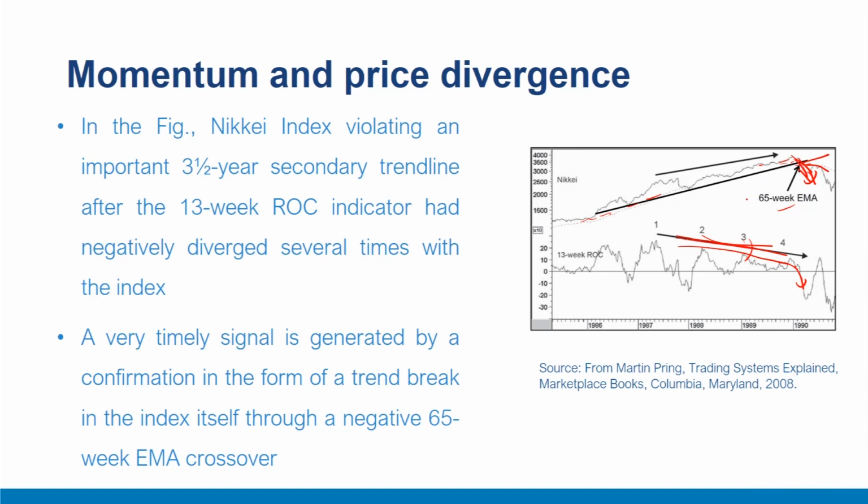A divergence that sets up very close to the equilibrium line is often followed by a sharp price move when confirmed by price. So we can see here the divergence is set up. The 13 week ROC is closer to the equilibrium line, which shows a lot of weakness. And then all this is confirmed by actual price action here.